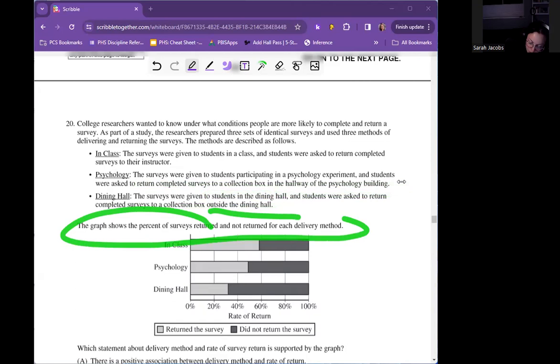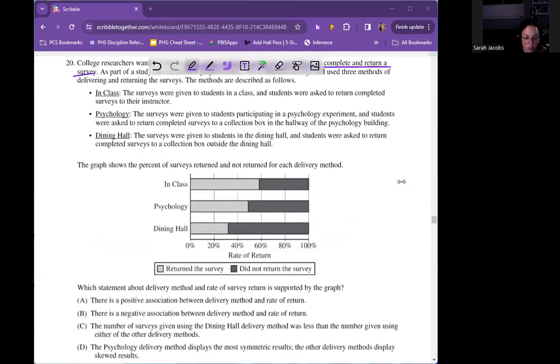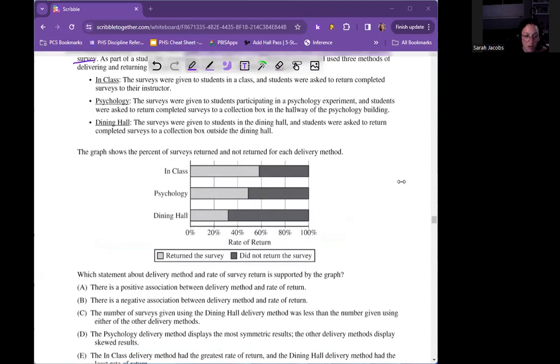The graph shows the percent of surveys returned and not returned for each delivery method. And so under what conditions people are more likely to complete and return a survey? That's a big issue. Okay, so here's our data. Which statement about delivery method and rate of survey return is supported by the graph? Okay. There's a positive association between delivery method and rate of return.